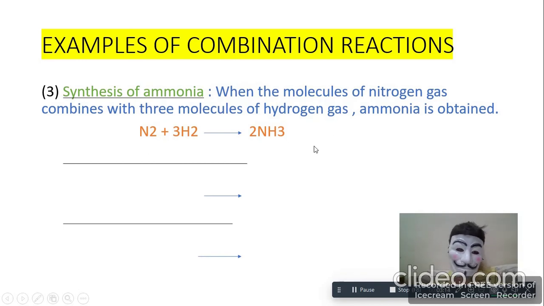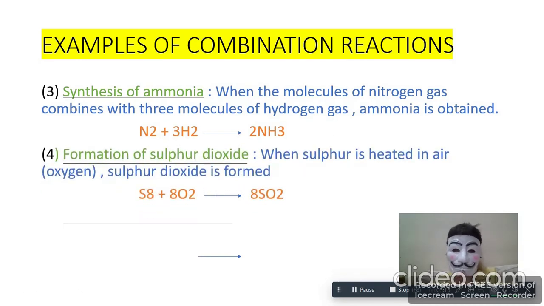Let's go to our fourth example. Formation of sulfur dioxide. So this is very common. When sulfur is heated in air, oxygen, then sulfur dioxide is formed. If you just heat sulfur in air, then the sulfur dioxide would be formed. The equation for this would be S8 plus 8O2, which will give rise to 8SO2.